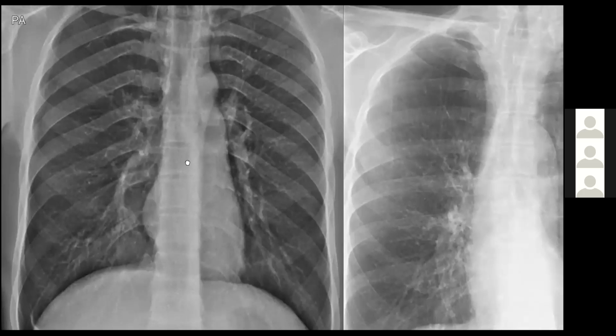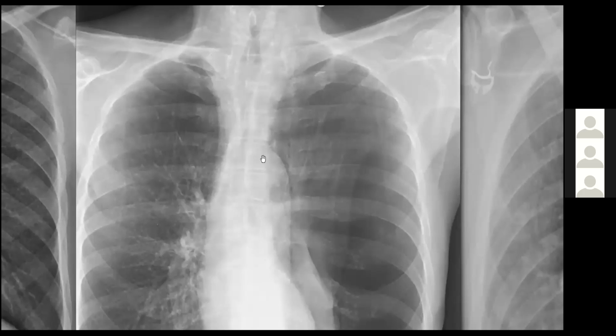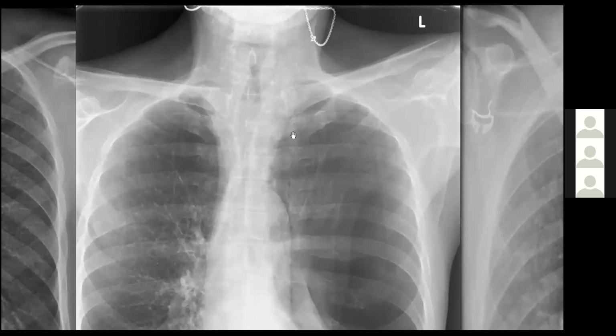Coming towards the second X-ray, she is a 62-year-old female with a known case of COPD, present to emergency with shortness of breath and chest pain. And we thought it was a pneumothorax. We suspected a diagnosis of pneumothorax, and we took a chest X-ray.